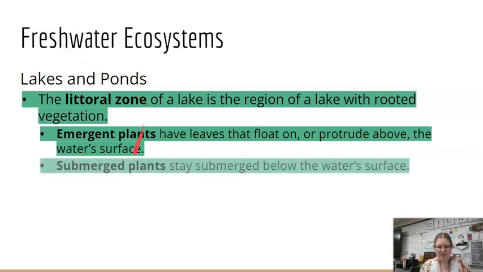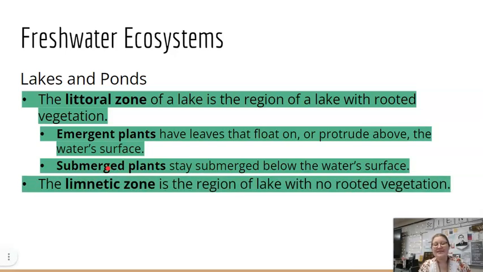It's sticking out. And then there's submerged plants. These plants are fully submerged below the water surface. They do not break through. You may be able to see them if you look down, but they are not actually breaking through the water surface at all. The limnetic zone is the region of a lake with no rooted vegetation.